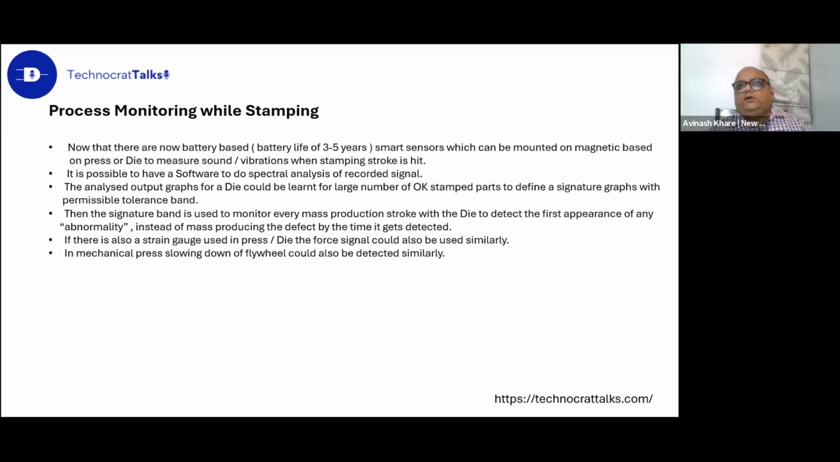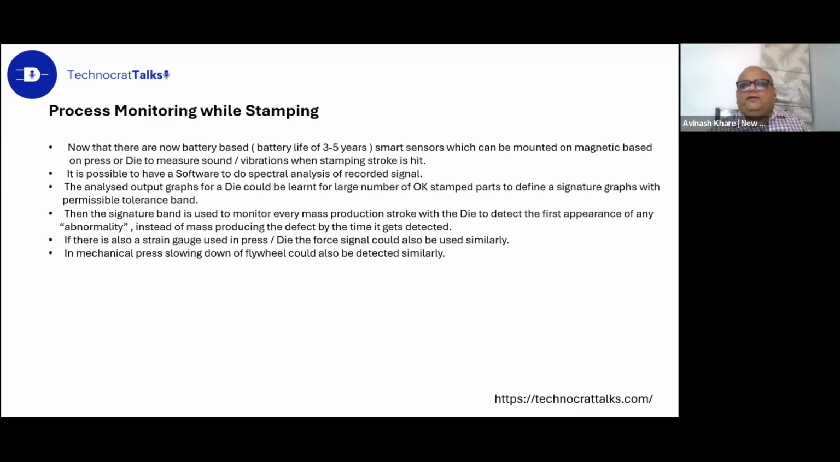And these sensors can be mounted on a magnetic base. They come with a battery and they can talk to your computer on Wi-Fi, wireless. There's no wire to be connected. They can be stuck anywhere on the die or press. It's so simple, right? It can record.